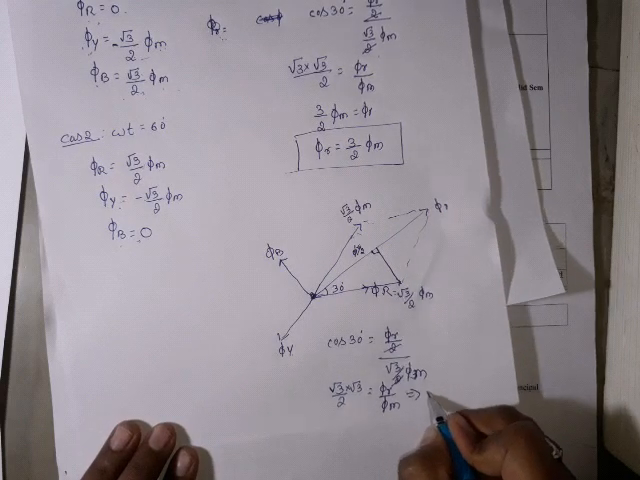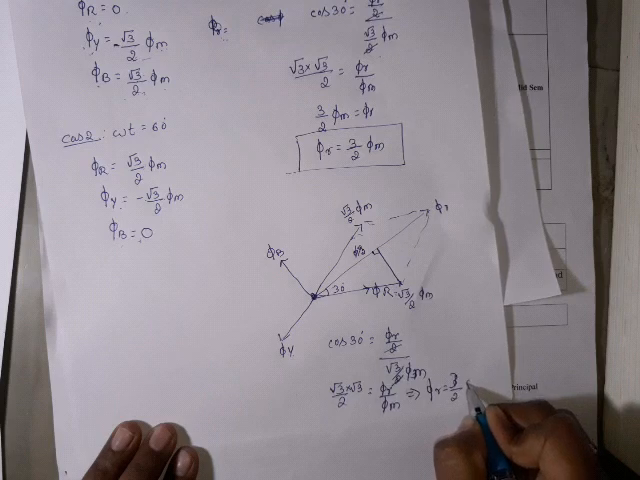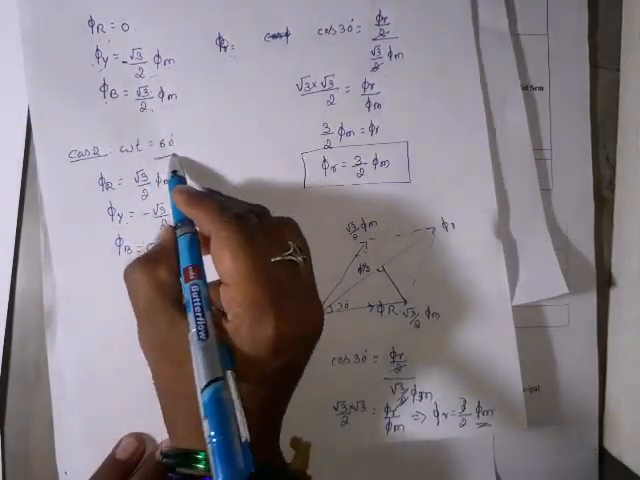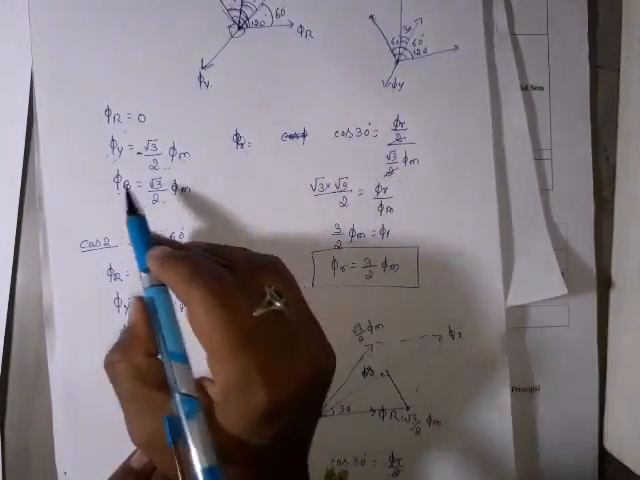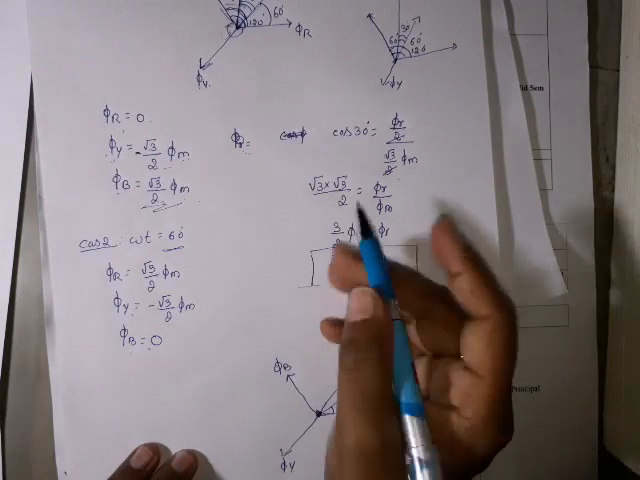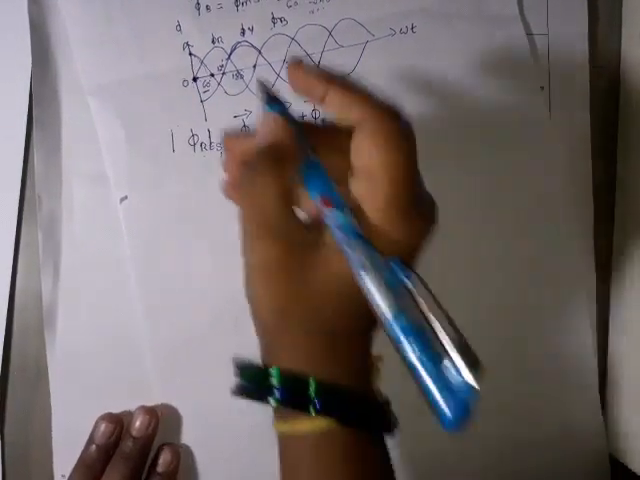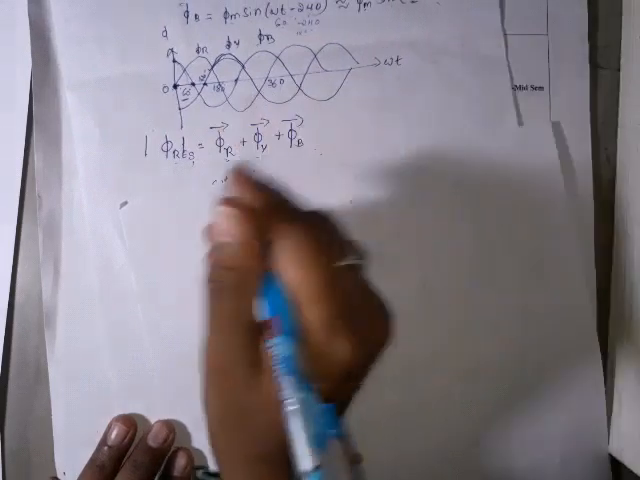So this implies phi r is 3 by 2 times phi m. So again at 60 degree, here phi m is the same as what it is at 0 degree. We'll check for 2 more cases to verify. So we have done with 60 degree, and next we'll go for 120 degree.